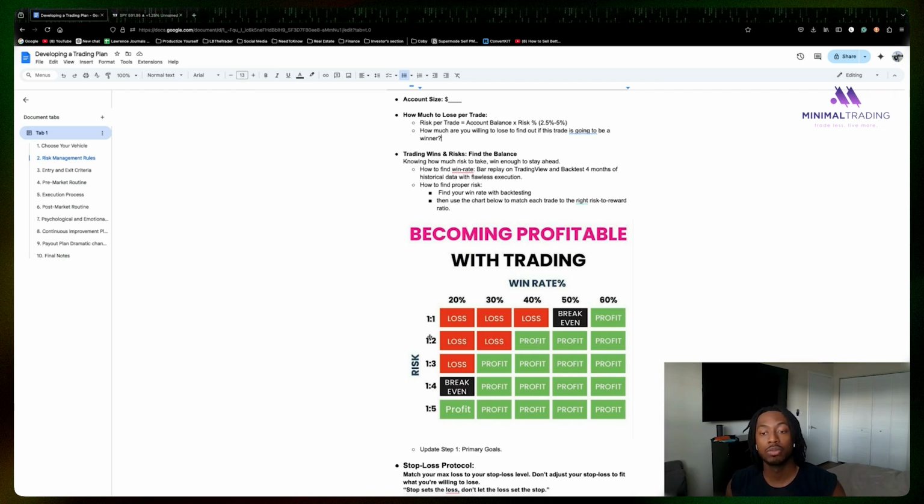The only time that you should be doing 1-to-2Rs, your win rate should be 40% or higher. 3Rs, 30% or higher. 4Rs, 30% or higher. And then 5Rs, 20% or higher.